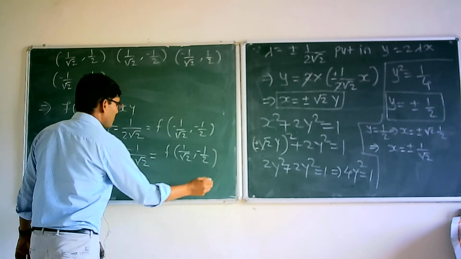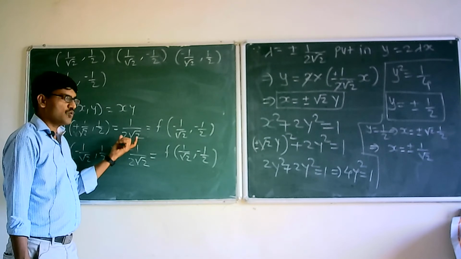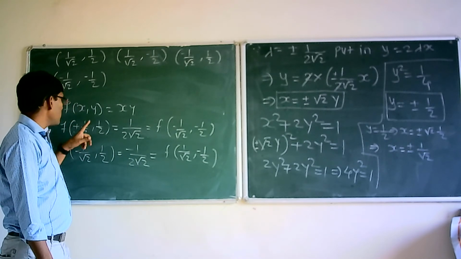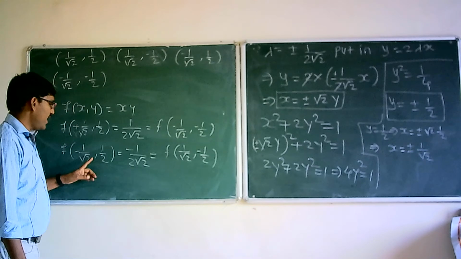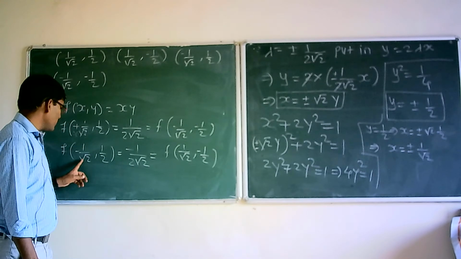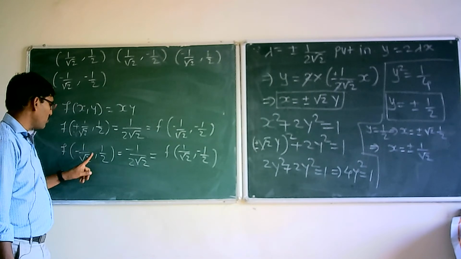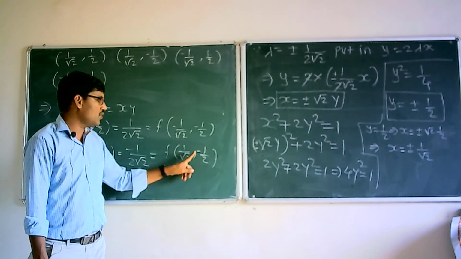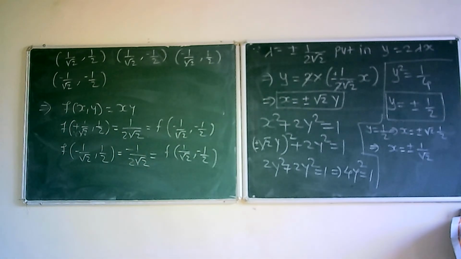So if you observe, what is the maximum value? The maximum value is 1 upon 2 root 2 at the points 1 by root 2 and 1 by 2, or minus 1 by root 2 and minus 1 by 2. And what is the minimum value? The minimum value is minus 1 upon 2 root 2 at the points minus 1 upon root 2 and 1 by 2, or 1 by root 2 and minus 1 by 2. So hope you understand this.